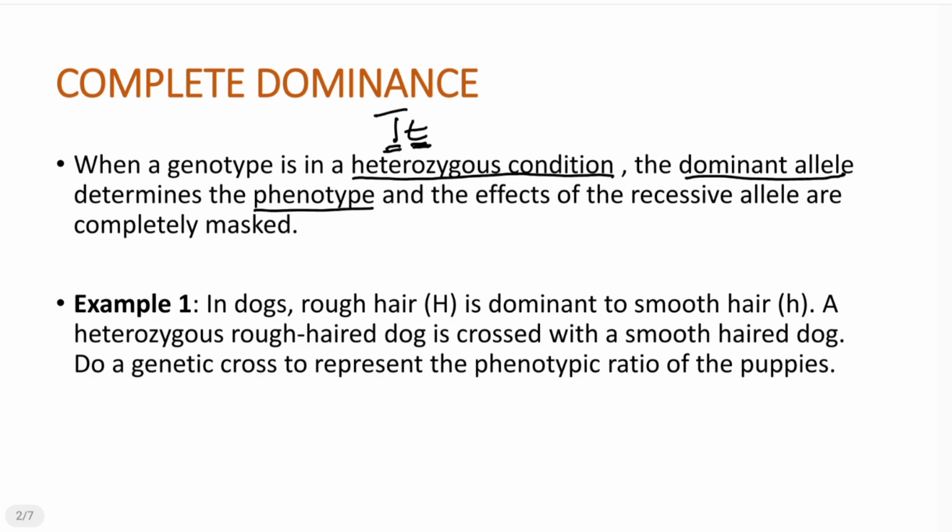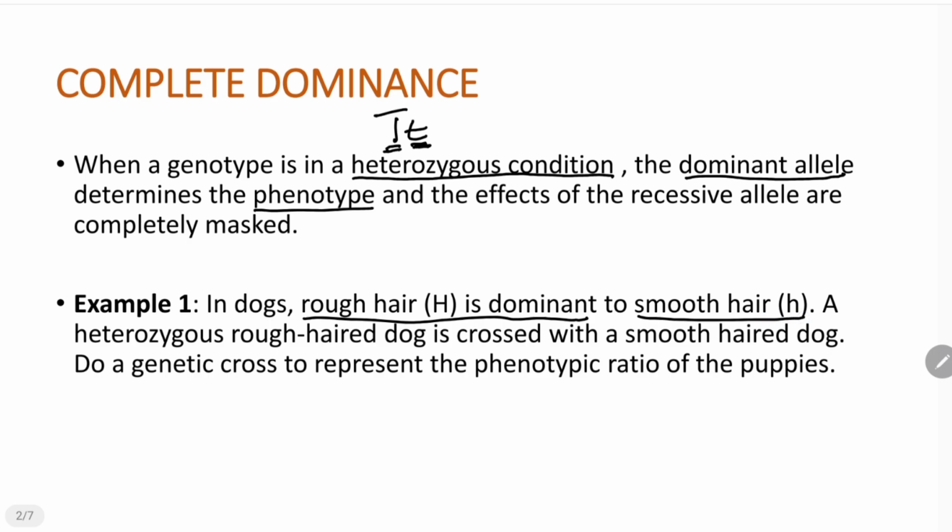Let's look at the first example. It says that in dogs, rough hair. So I know that the trait here that is being investigated is the texture of the hair. So they are saying that rough hair, which is controlled by the allele capital letter H, is dominant. And it was not necessary for them to tell us that rough hair is dominant, since we know that if an allele is represented by a capital letter, it already tells us that this allele is dominant, right? So rough hair is dominant to smooth hair, which is controlled by small letter h.